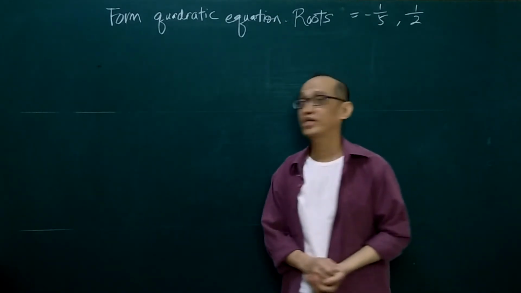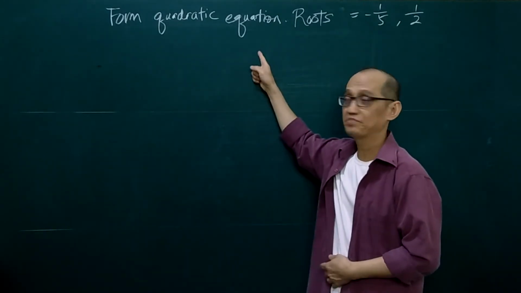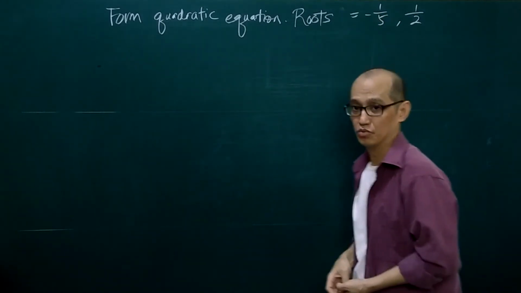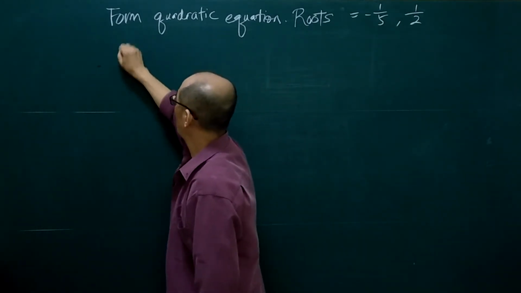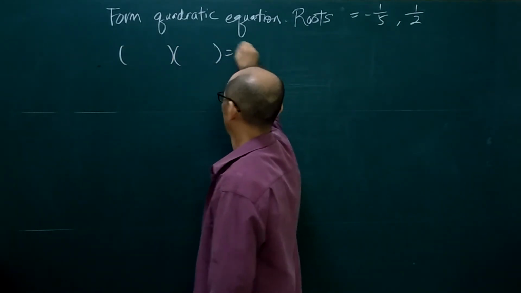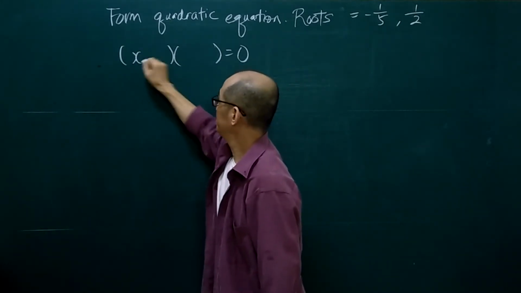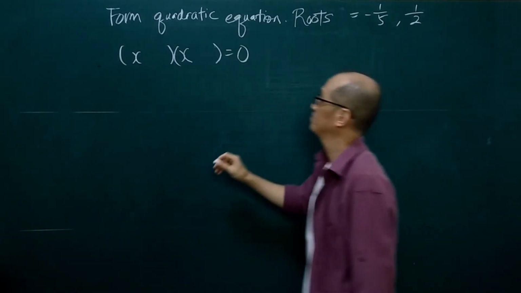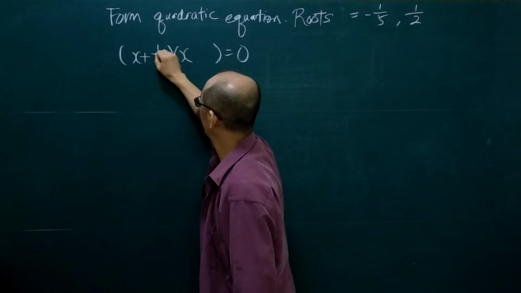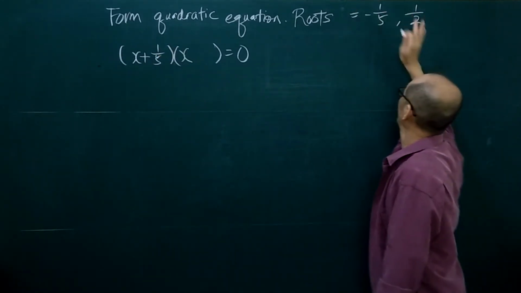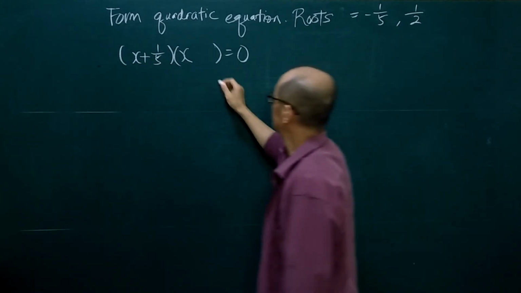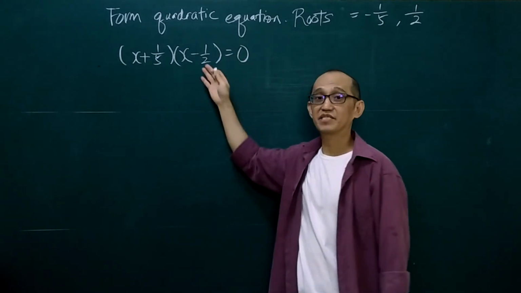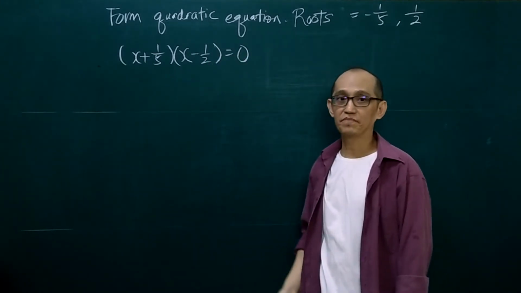One more question. We are required to form a quadratic equation given the roots are negative 1 over 5 and 1 over 2. Method number 1, we are going to write this equation. x and x here. And then this is negative 1 over 5, so here is plus 1 over 5. And this one, negative 1 over 2, so here is negative 1 over 2. And then we can expand it and we get the quadratic equation.